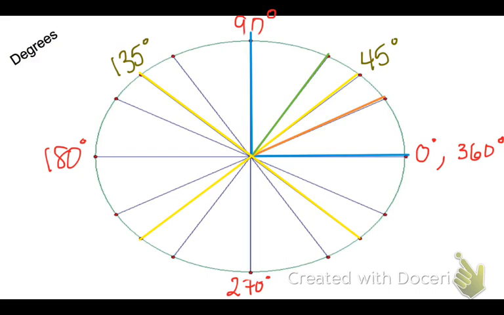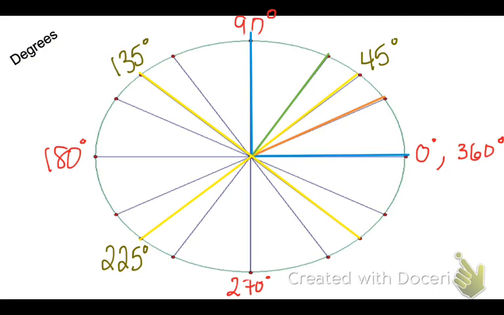The next angle we're going to look at is in the middle of the third quadrant. If I was continuing around, the middle of the third quadrant is going to be halfway between 180 and 270 degrees. Well, halfway between 180 and 270 is 225 degrees.